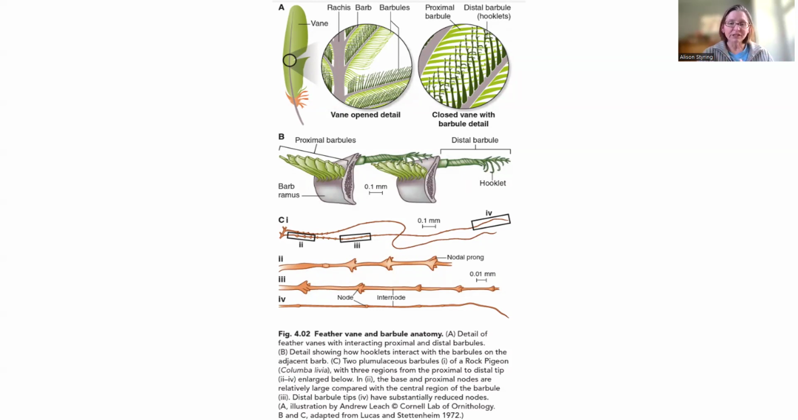Now, I need to mention that feathers are largely made out of keratin, which is the same chemical, the same molecule that fingernails are made out of and hair is made out of. The keratin that you find in bird feathers is very similar to the keratin that you find in reptilian scales, a little bit different than the keratin you find in mammal hair and nails.